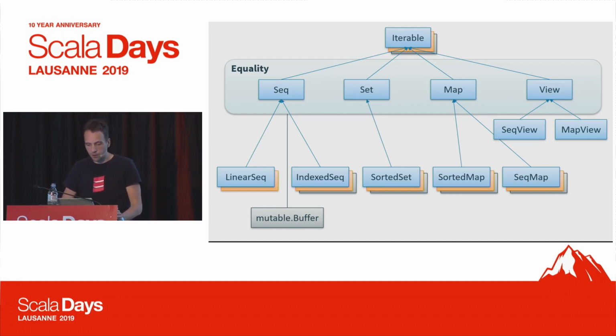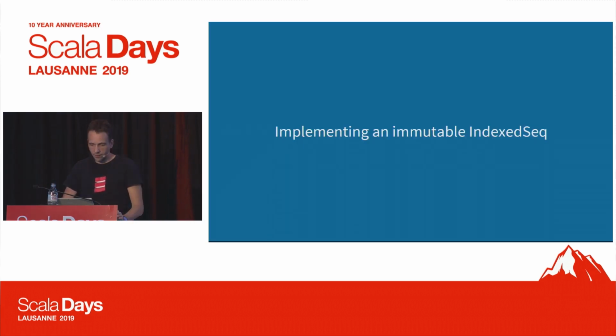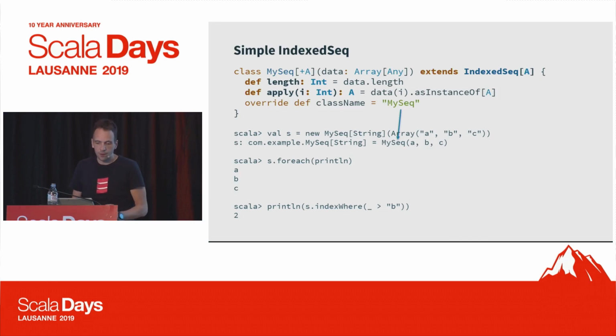Okay, so the one that we want is the red one here. That's immutable index seek. So let's do that. So we add extends index seek of A. And there are two methods we have to implement. They are length and apply. The implementations are pretty straightforward. Again, we just forward to the array methods because we want to do the simplest possible thing here.